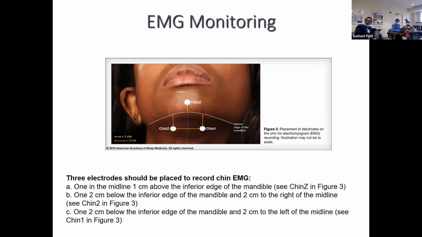So with respect to EMG monitoring, we typically at this point place 3 electrodes, one as a primary pair and the others as backups in case something doesn't continue to work during the course of the night. Typically we'll put 1 electrode above the inferior aspect of the mandible by 1 centimeter. And then we put 1 electrode on each side relative to the center of the mandible, 2 centimeters over and 2 centimeters down. That helps you capture some of the submental component as well.